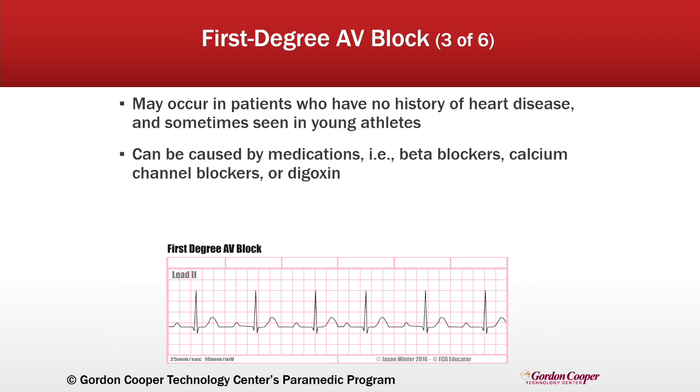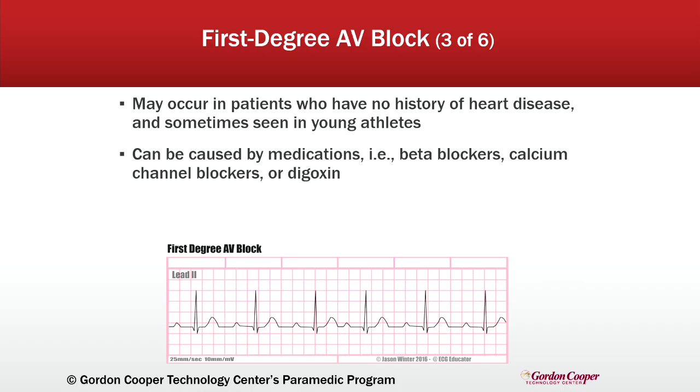Now, first-degree block can pop up in people who don't have any history of heart disease. And you might even see it in young healthy athletes. So it's actually not all that uncommon in people who are in good physical condition, because athletes tend to have a slower heart rate, which can sometimes cause a delay in electrical conduction through that AV node. Also, medications can play a role in causing this delay.